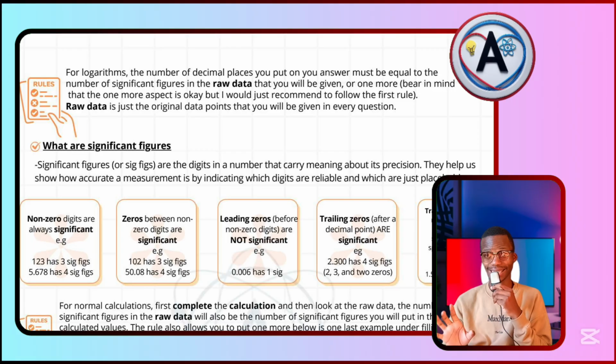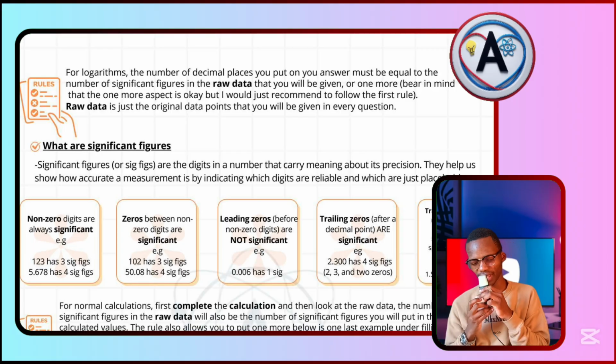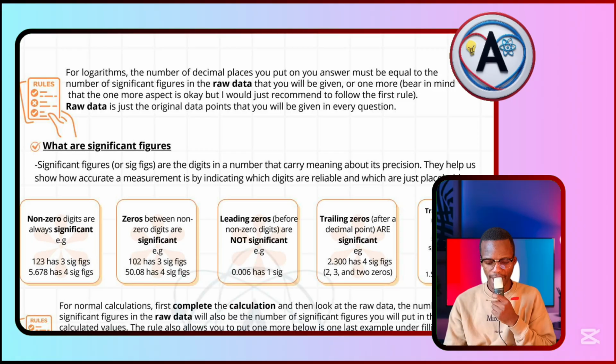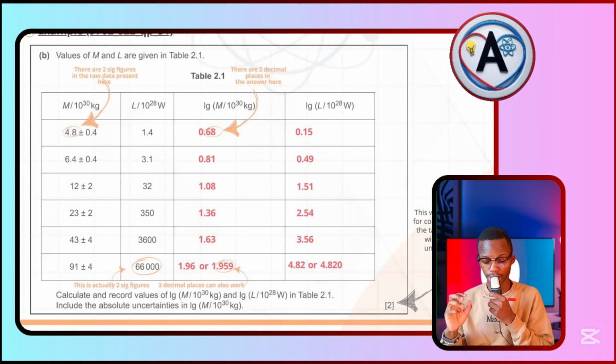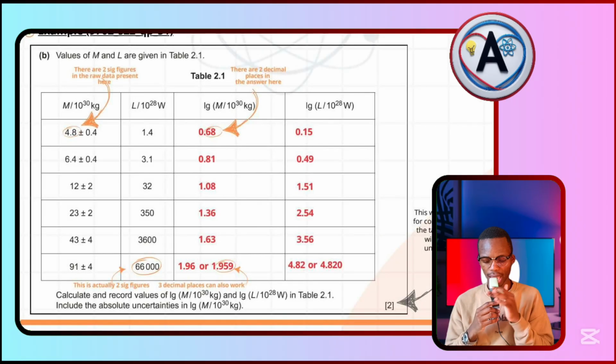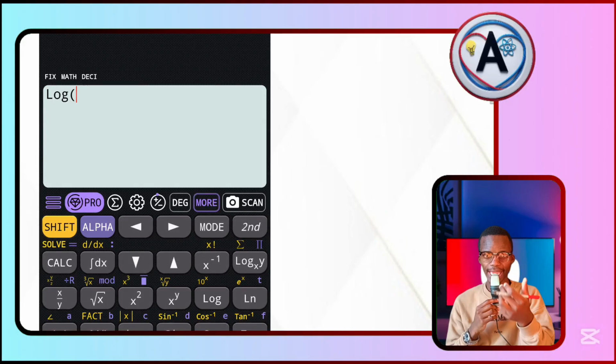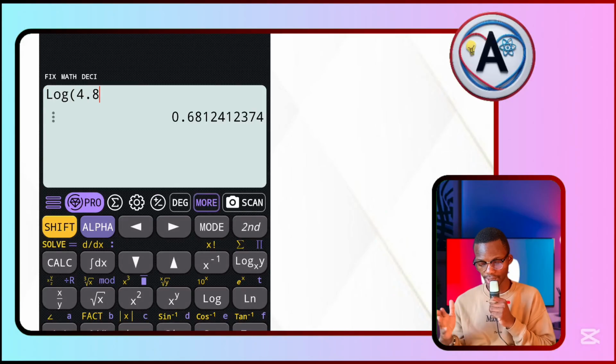Raw data, like I said, is just the original data points that you'll be given in every single question, guys. So don't ever get this wrong. Please don't do that, right? So basically, that's the rule. If you go back here, if I have m and I want to calculate log m, 10 to the power of 30, I just have to say log 4.8, and I'm going to get that particular answer that you're seeing on the screen.